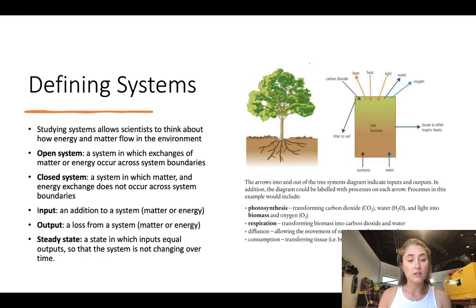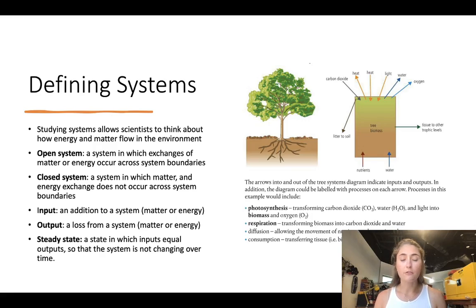Whereas a closed system is something that does not have an exchange of matter. Energy exchange will occur, but we don't see this exchange of matter. And I'll give you an example. Our planet is actually considered a closed system because the only input to our planet is energy. It's sunlight. There's no other inputs that are contributing to our planet. Nothing from outer space comes onto our planet and adds matter to our planet.